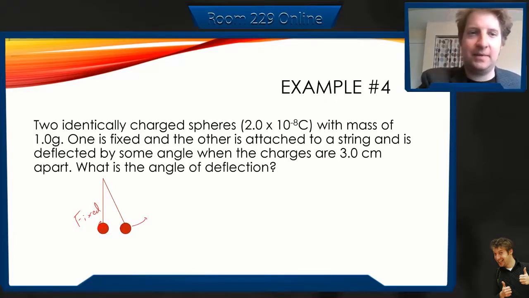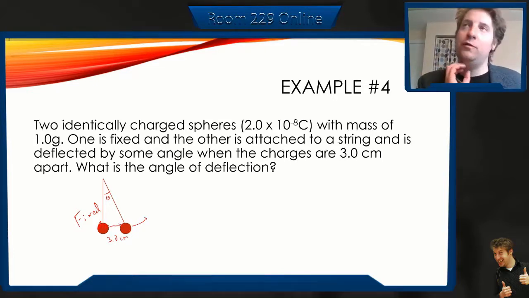And it's deflected by some angle here. When the charges are 3 centimeters apart, what is the angle of deflection? Okay, so there are 2 forces acting here, right?